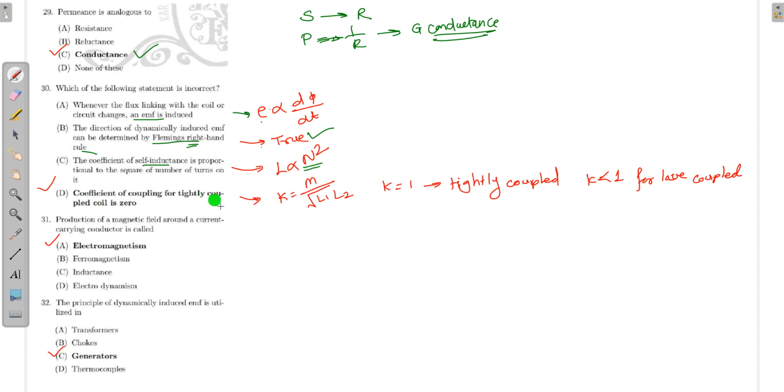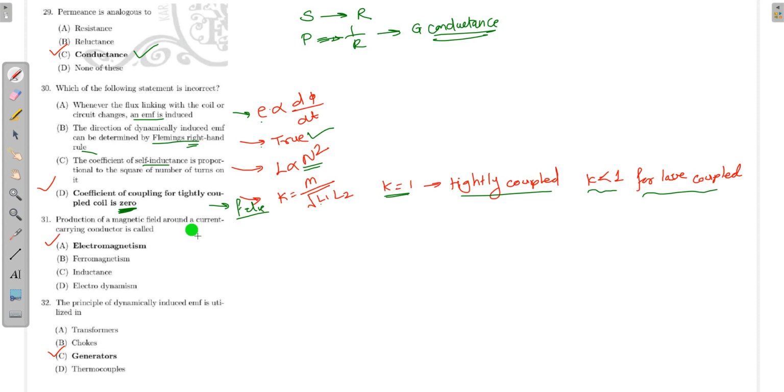The coefficient of coupling for a tightly coupled coil is 0. See, K is equal to M divided by root of L1 L2. K is equal to 1 for tightly coupled, but here it is given 0. So this statement is false. That is the incorrect statement. Otherwise, all statements are correct. K value less than 1 is for loose coupling. If there is no coupling, then it is 0. But if it is tightly coupled, then K is equal to 1.